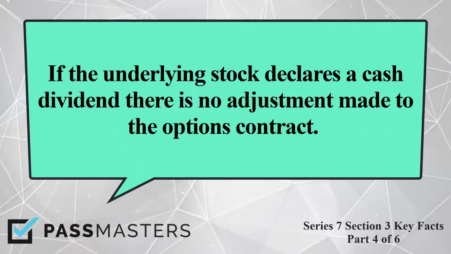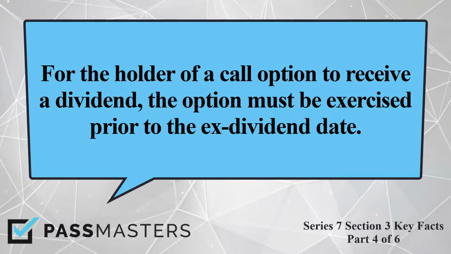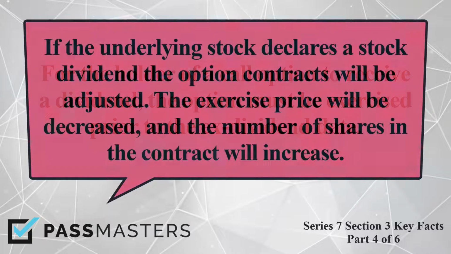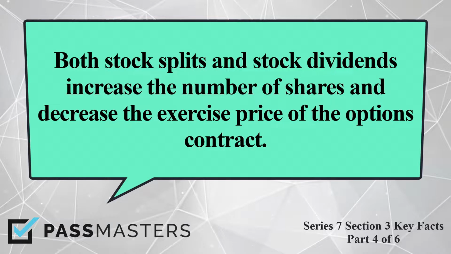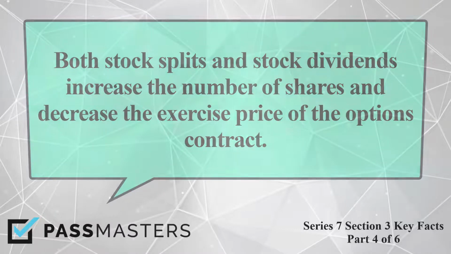If the underlying stock declares a cash dividend, there is no adjustment made to the options contract. For the holder of a call option to receive a dividend, the option must be exercised prior to the ex-dividend date. If the underlying stock declares a stock dividend, the option contracts will be adjusted. The exercise price will be decreased and the number of shares in the contract will increase. Both stock splits and stock dividends increase the number of shares and decrease the exercise price of the options contract.